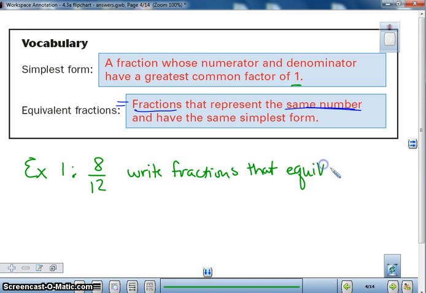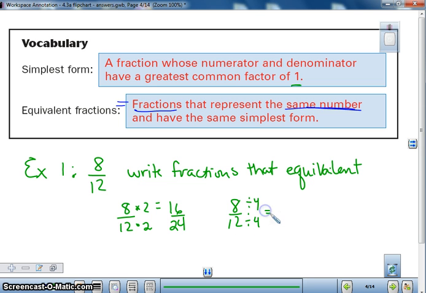What is nice is you could write infinitely many fractions that are equivalent to 8/12. If you took both 8 and 12 and multiplied them by 2, we would end up with 16/24. That would be equivalent to 8/12. You could have divided 8/12 by 4 in both the numerator and denominator, and you would have 2/3. You could multiply both by 10, which would give us 80/120. You could actually multiply by any number to get an equivalent fraction.